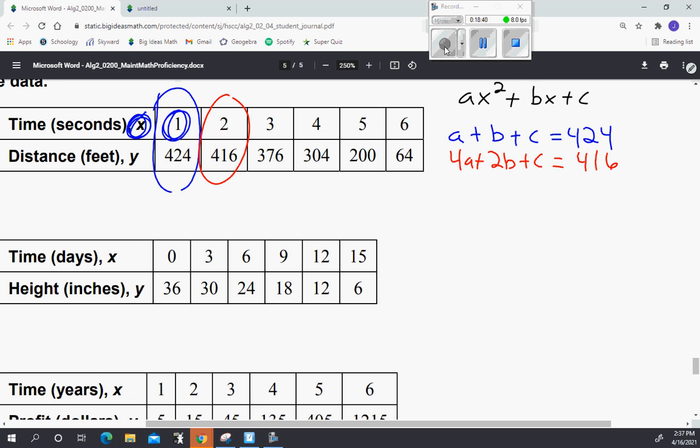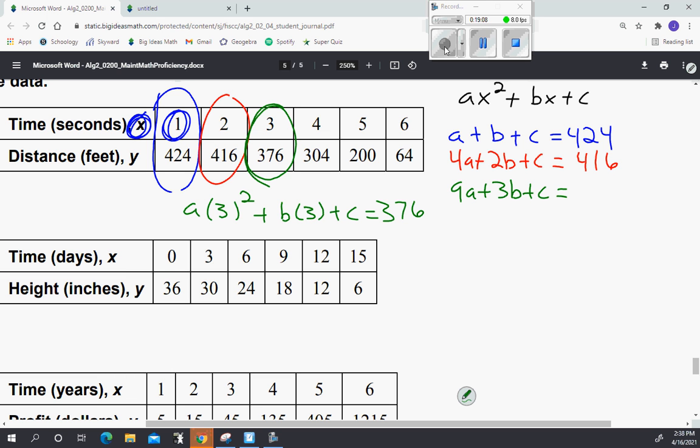There's 2 equations. My third and final one, that's all I need because I have 3 variables. 3 and 376, right? So a times 3 squared plus b times 3 plus c is equal to 376. Simplify that, I get 9a plus 3b plus c equals 376.